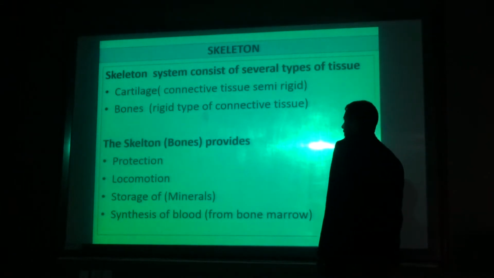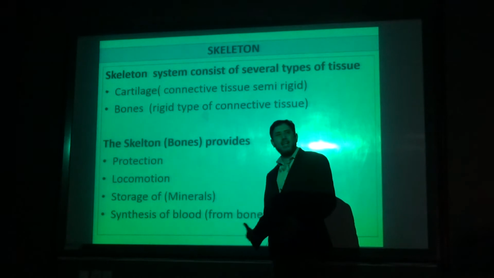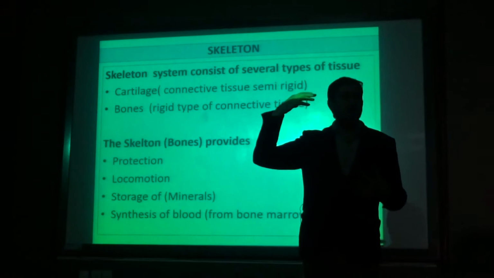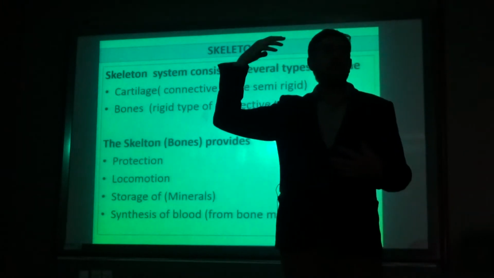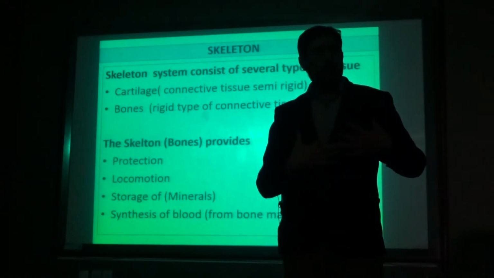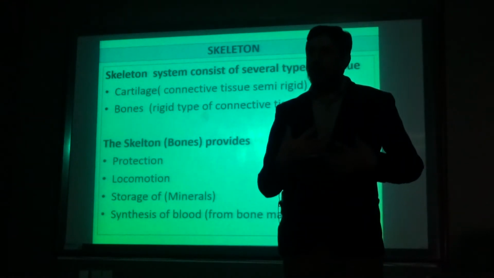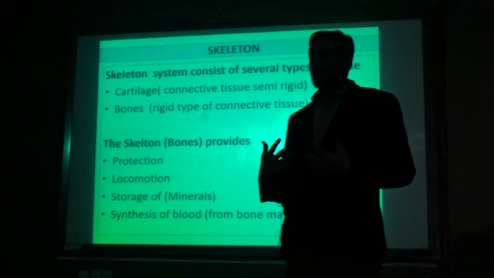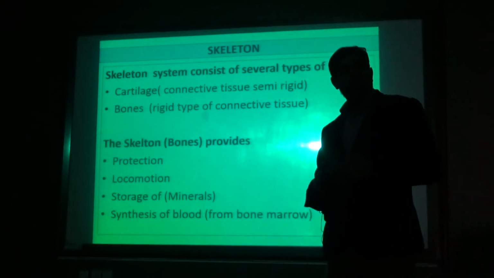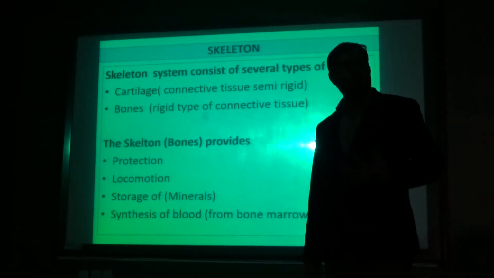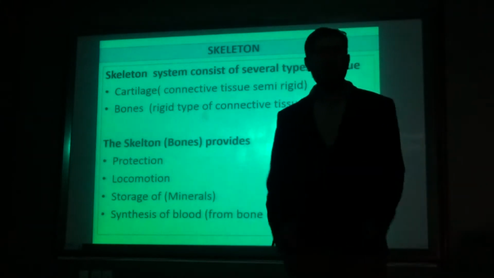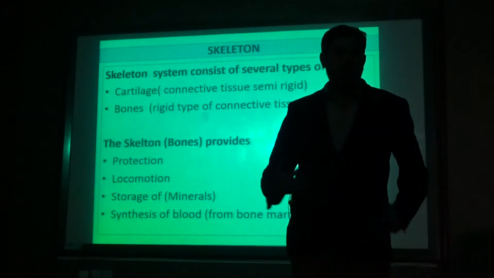And the skeleton, the bones, provide mainly, we are going to discuss, protection to the soft tissue, like the brain and vital organs. The skull gives protection, and the ribs give protection to the heart and the lungs. Okay, this is the protection. Another function we are going to discuss in this system is locomotion, means movement. The skeletal system provides movement, like when we move our hands and legs.